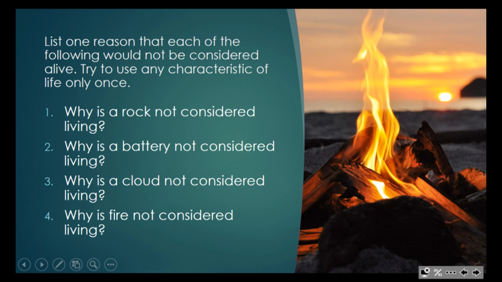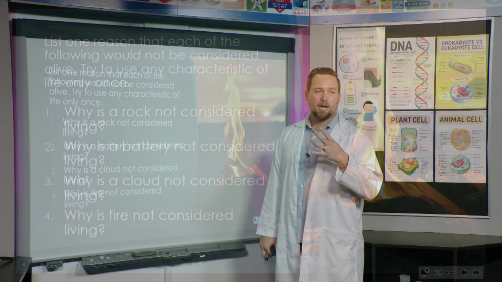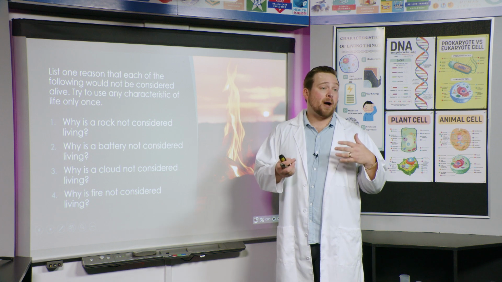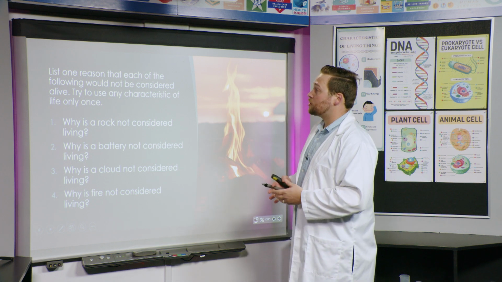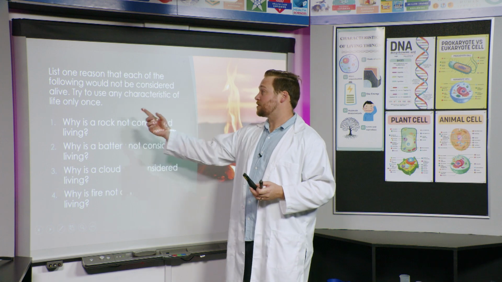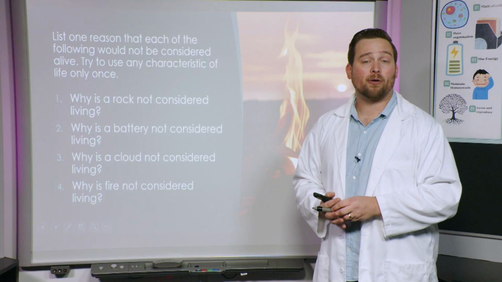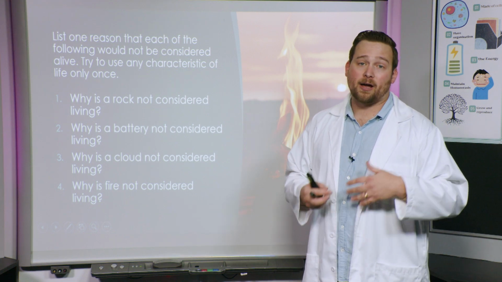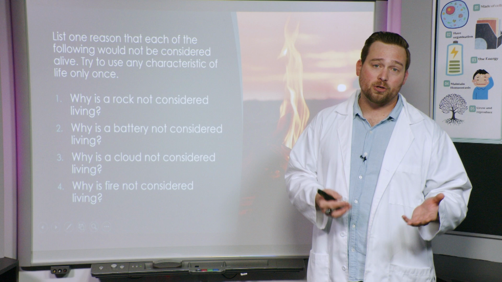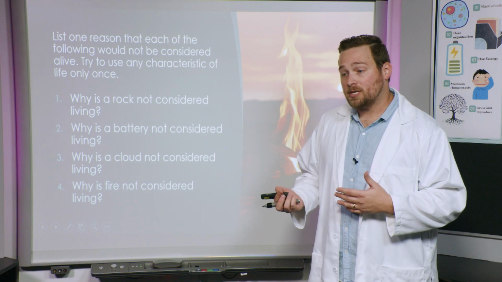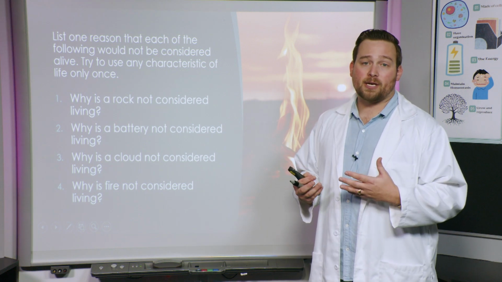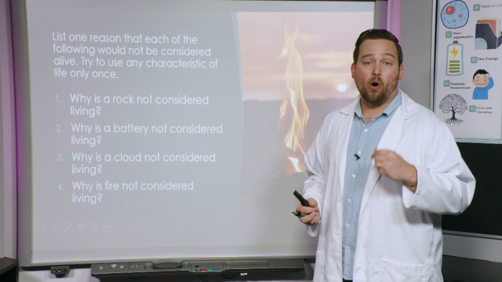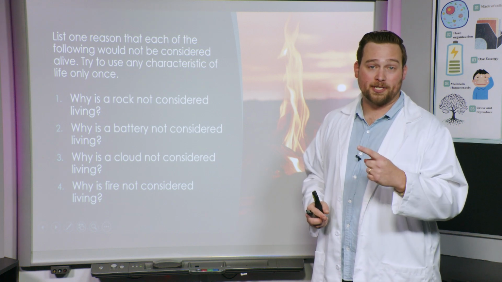But I do have a challenge for you. What you're doing here, I have got 4 questions. Your job is to tell me why that thing would not be considered alive by scientific standards. Now what I want you to do is try to use any characteristics only one time. So y'all might remember there's 6 things that all living things share. They're made out of cells, they all grow, they all reproduce, they all use energy, they all maintain homeostasis. So pick any of those things and try to pick out why these objects would not be considered alive, but try to only use any of those characteristics one time, okay?